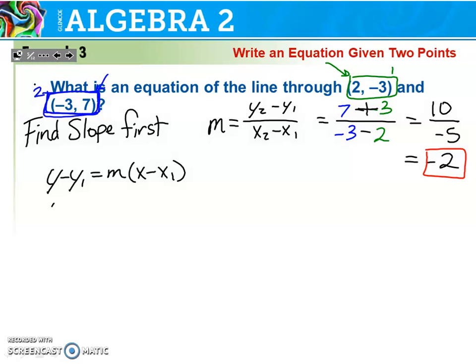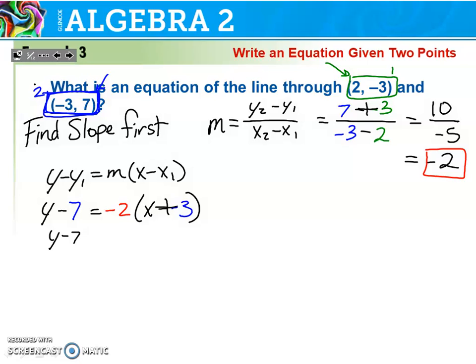So I will go y minus my y sub 1, which is 7, equals my m. We found out that our slope was a -2. X minus my x sub 1 here was a -3. Okay. Like I said, we got two negatives. Let's go ahead and take care of that, make that a plus.